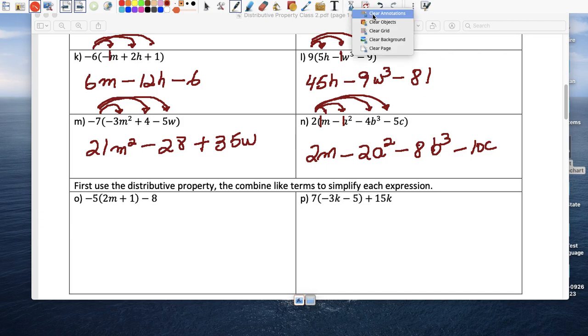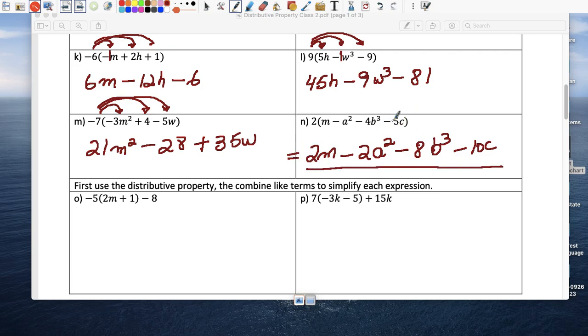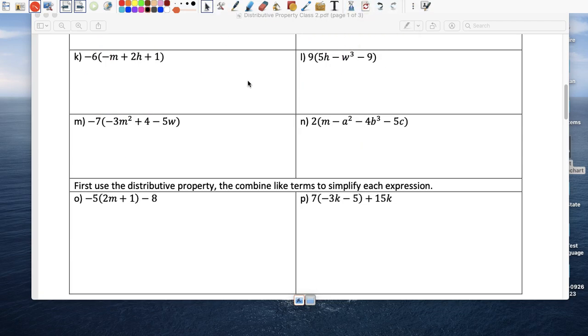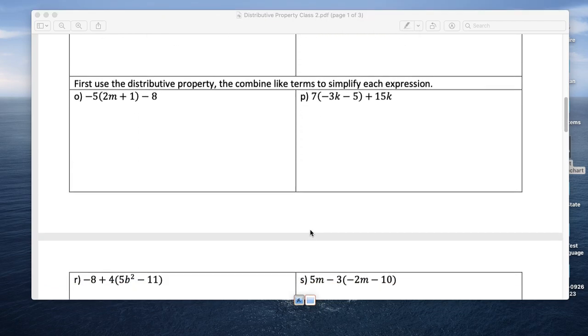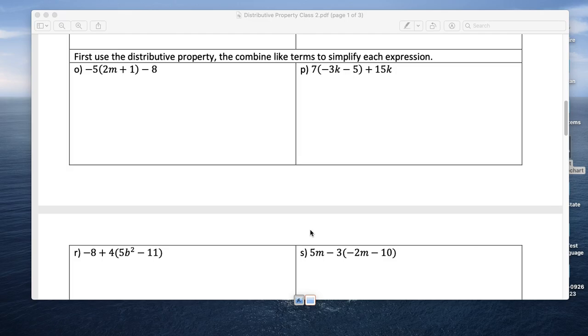Right? So again, remember, these two expressions, this guy right here, let me just erase this. This expression, 2 parentheses, m minus a squared minus 4b cubed minus 5c close parentheses is equal to this expression. They're both the same exact, except that they're written differently. Okay? Now, for the next section, I think we can combine like terms. So we're going to do the distributive property, and then we're going to combine like terms.